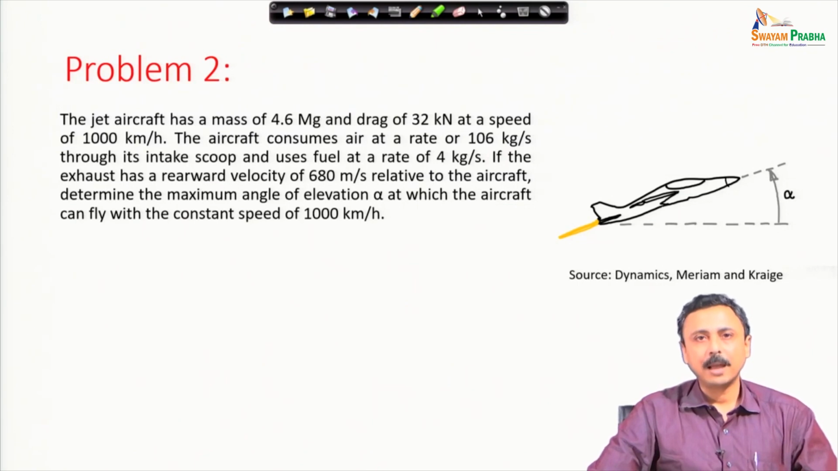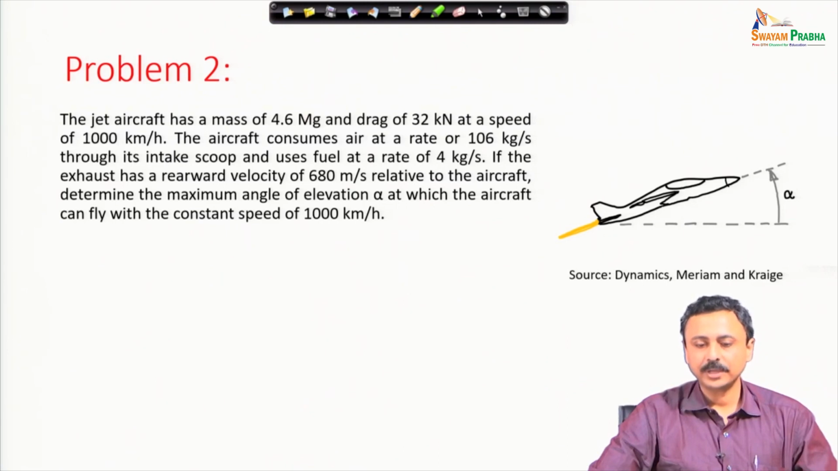Let us now look at applications of these equations to problems. This problem is again taken from Meriam and Kraige's book of dynamics. It says the jet aircraft has a mass of 4.6 megagram, that means 4.6 into 10 to the power 6 gram, or 4.6 into 10 to the power 3 kilogram. And it has a drag of 32 kilonewton because of the air, of course, at a speed of 1000 kilometer per hour.